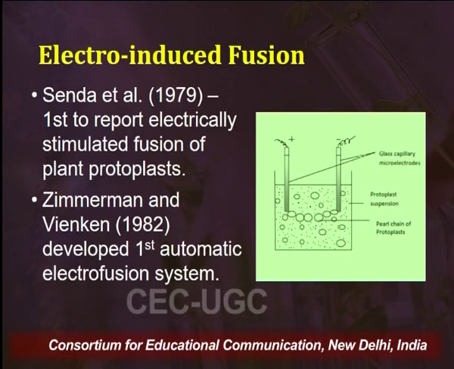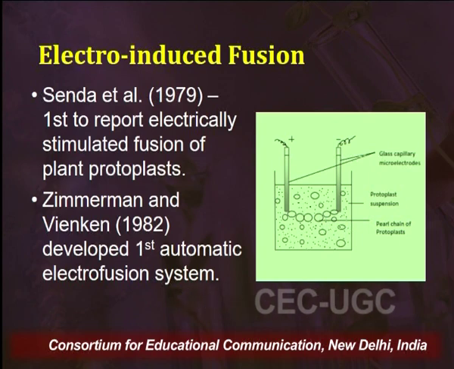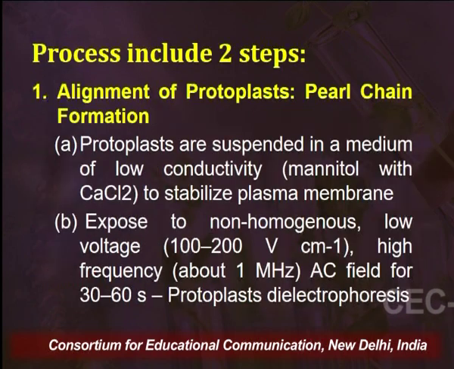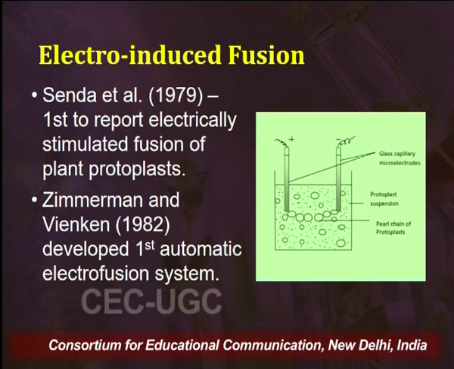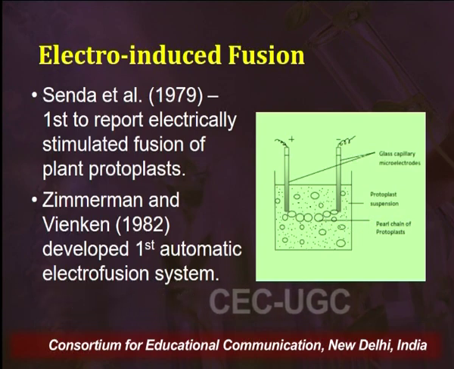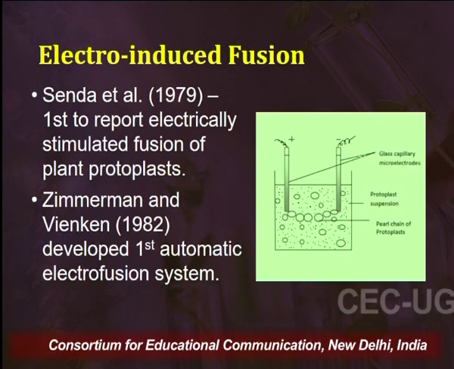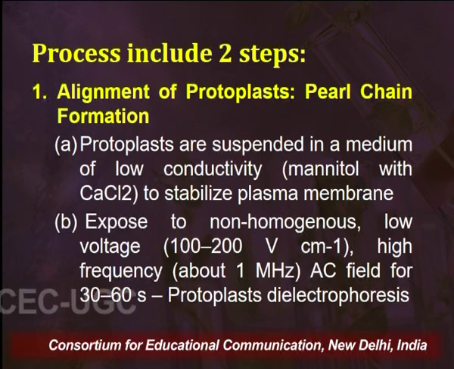Now in this whole process, two steps occur. First one is the alignment of the protoplasts, and this alignment we call pearl chain formation or pearl chain arrangement. As you can see in this image, between the two electrodes, all the protoplasts are aligned in a chain, like a chain of pearls, and that is why it is known as pearl chain arrangement or formation.